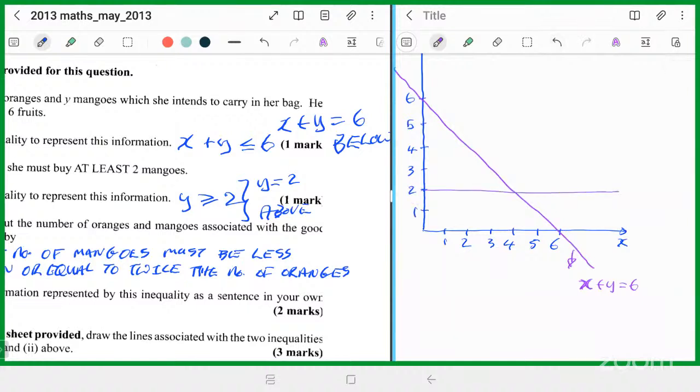Label the line with the equal sign, y equals 2, and put the arrow pointing up, because I want to go above the line. The region I want is somewhere near here right now: below this one and above this one. And the third line is this one.